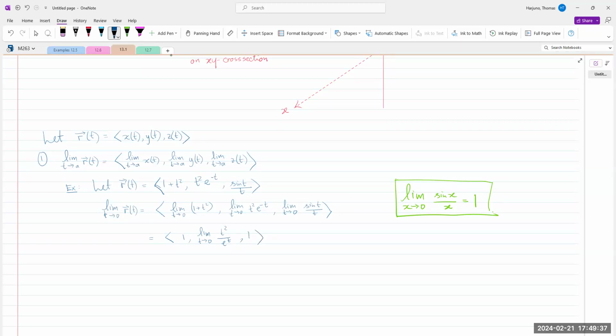You should. Now, do we have an issue with the second component, the y component? Actually, no, I don't have an issue there, because if I plug in 0, I get 0 over 1. So no, I don't have an issue there. So this will be 1, 0, 1. I thought I needed to apply L'Hopital's rule, but that's only if we have something going to infinity.